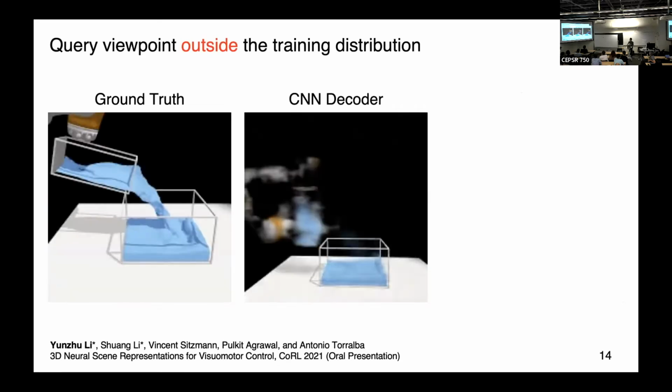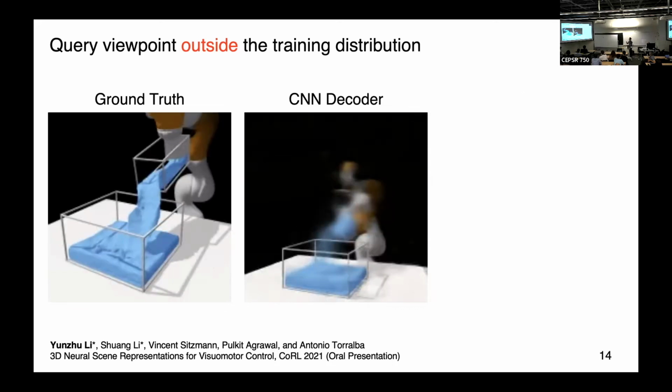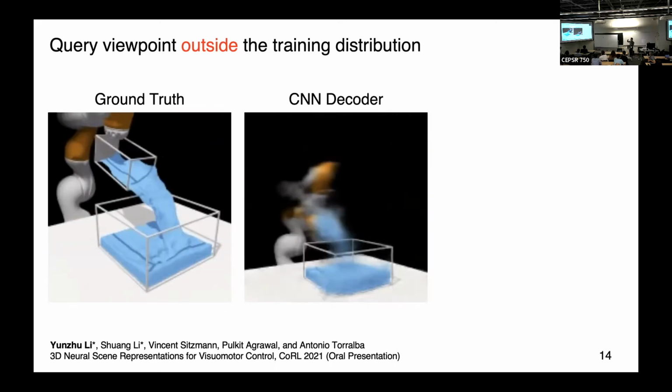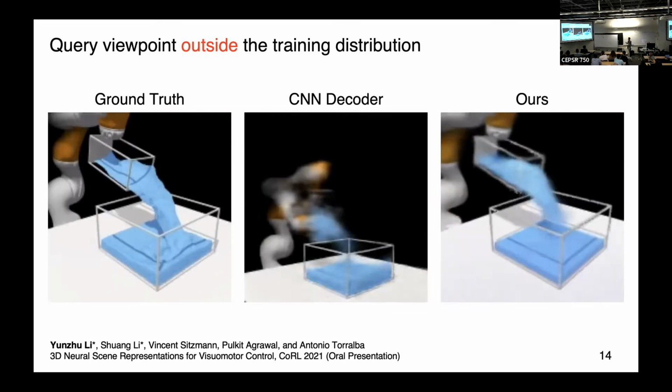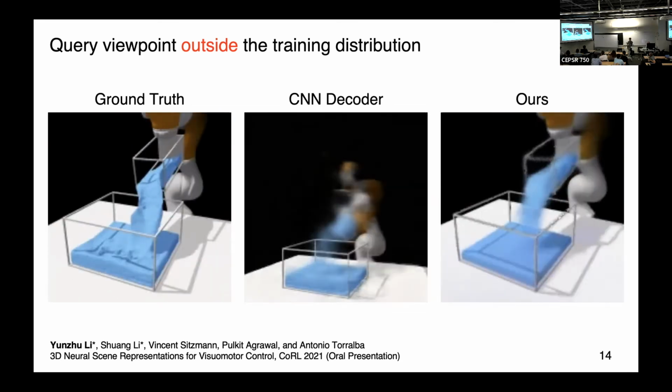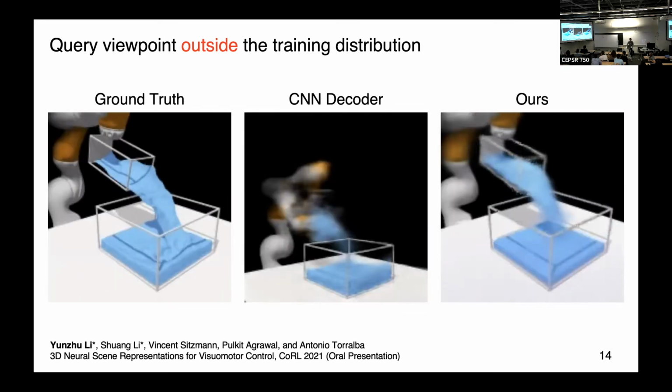The real difference shows when the camera viewpoint is outside the training distribution. Here the camera is closer, higher, and looking more downwards towards the environment. And here are our results. As you can see, our result matches the ground truth much better than the CNN decoder.